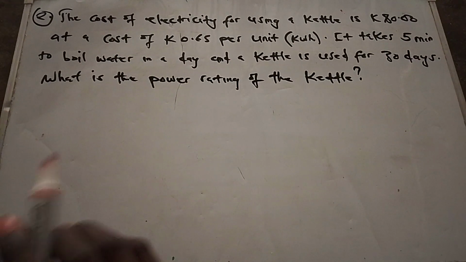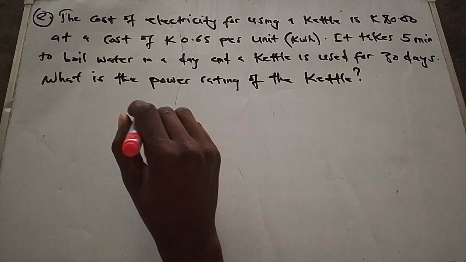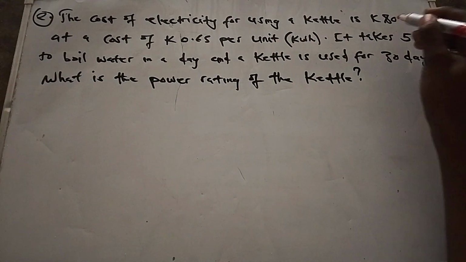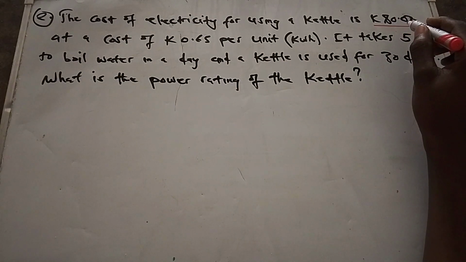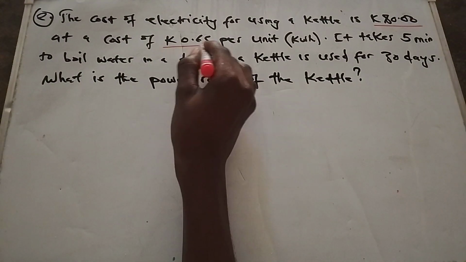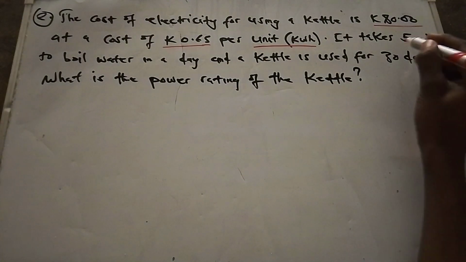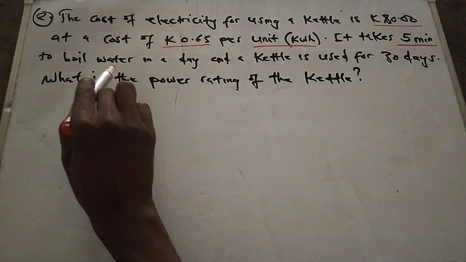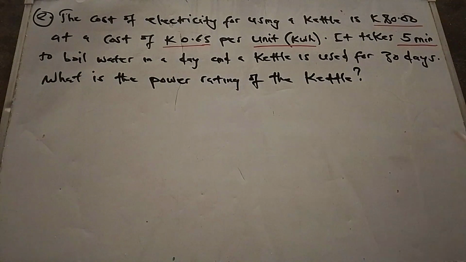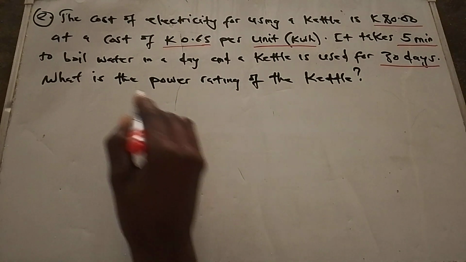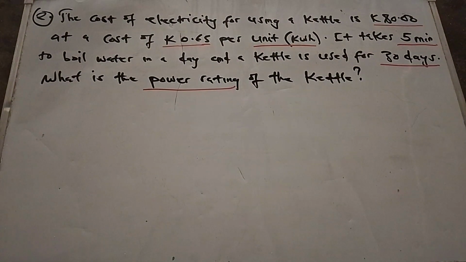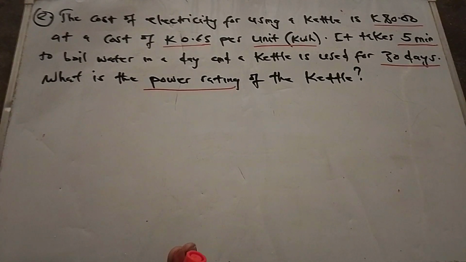So from example 2, we are saying the cost of electricity for using a kettle is 80 kwacha. The cost is 80 kwacha at 0.65 per unit. Then it takes 5 minutes to boil water in a day, and the kettle is used for 30 days. What is the power rating? So from here, we need to understand 2 things. Number 1, what is the question demanding us to do? Then the second thing is, what information do we have from the question?